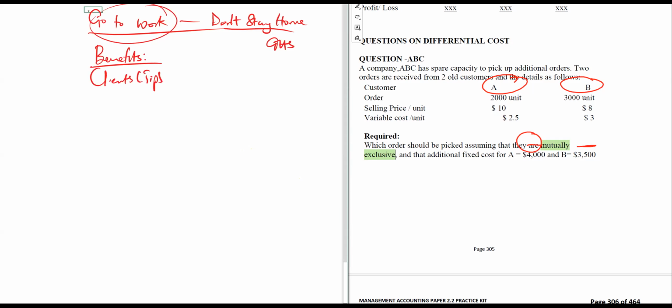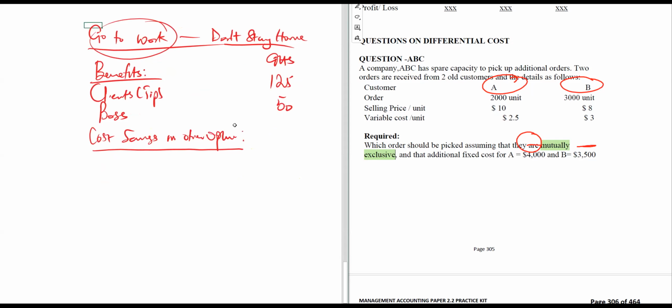Of how much? 100 and 125 cedis. If the boss is around, he will also give us what? 50 cedis. Okay. But are there any cost savings? Are we going to save some cost in the other option? What cost will we save if we go to work?